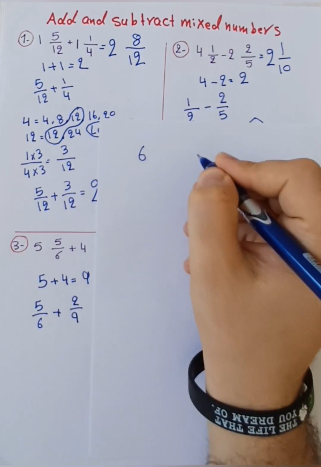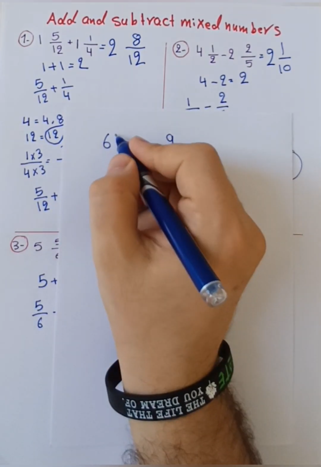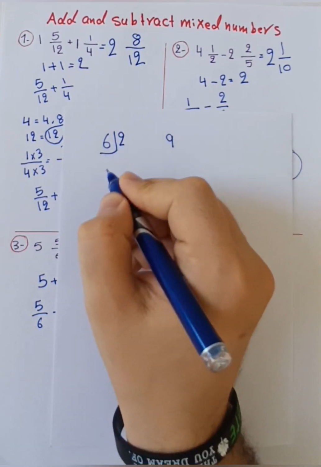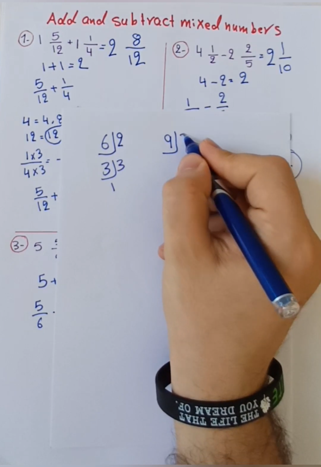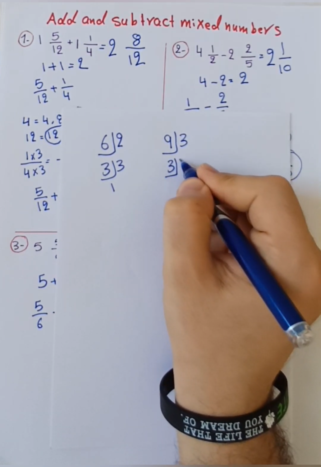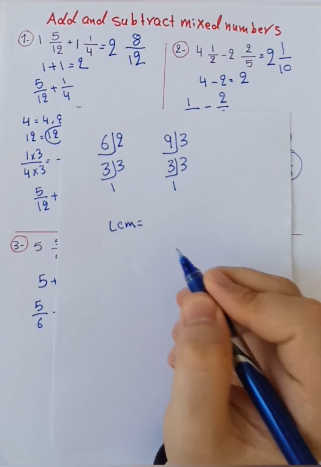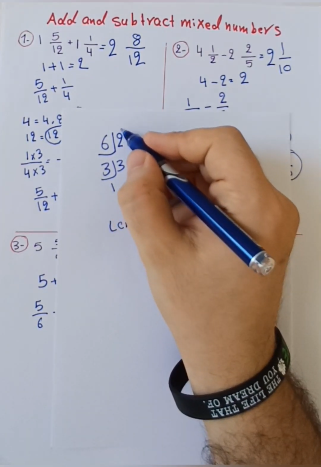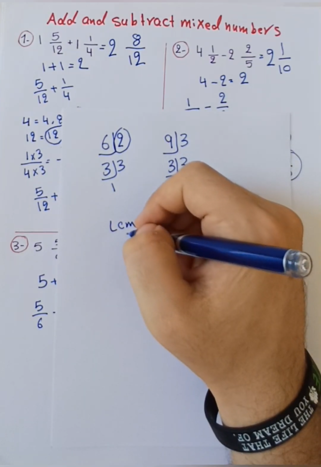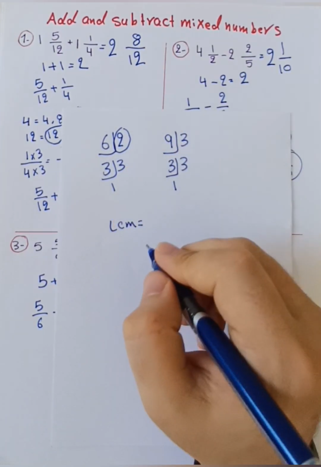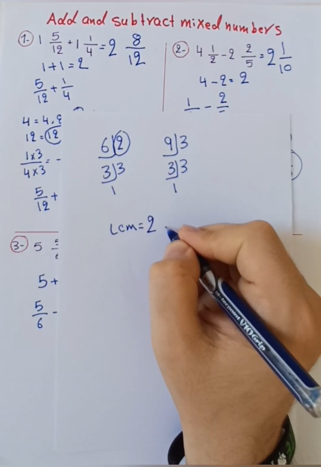So we have 6 and 9. 6 is an even number, divided by 2 is 3, and 3 divided by 3 is 1. 9 is an odd number, divided by 3 is 3, and 3 divided by 3 is 1. So the least common multiple equal to: in the first number we have one 2. In the second number we don't have any 2. So in the least common multiple we can take it if the number is non-repeated. So we have to write 2 multiply.